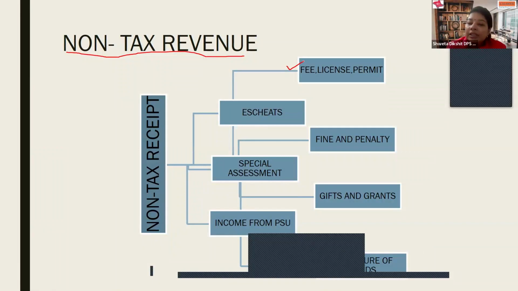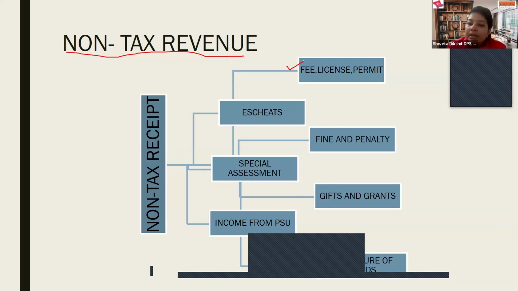We give the charges for license, which we take, like vehicle license. We also take license or permission for the production. We also take the license or permission for the import and export. So for that also we need to pay the license charge or license fee to the government.